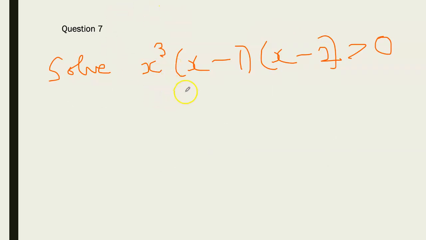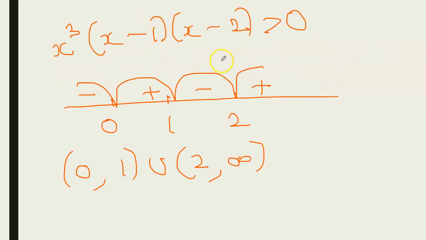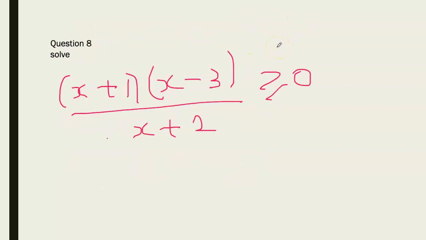Next question. Solve x cubed (x minus 1)(x minus 2) greater than 0. Again the coefficient of x squared, is it positive or negative? It's positive. So the roots are 0, 1 and 2. So we plot it on the number line and write alternate plus and minus starting from the rightmost interval. And when is it plus? When it is open interval 0 to 1 union open interval 2 to infinity. Again I am writing an open interval because we have strictly greater than 0.